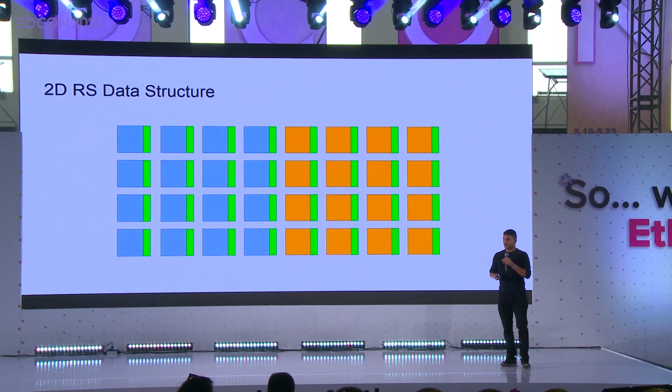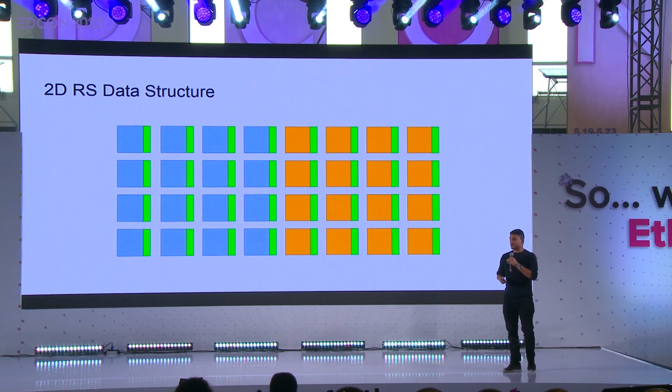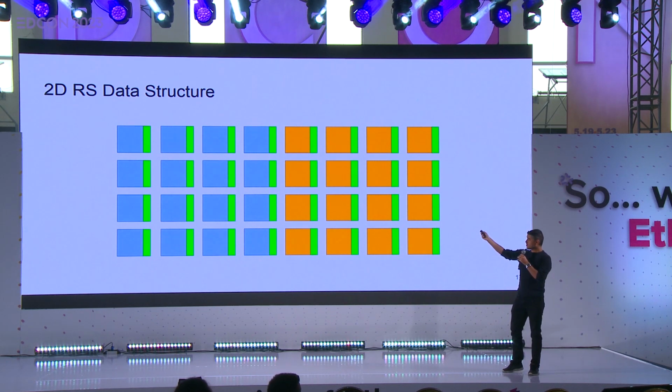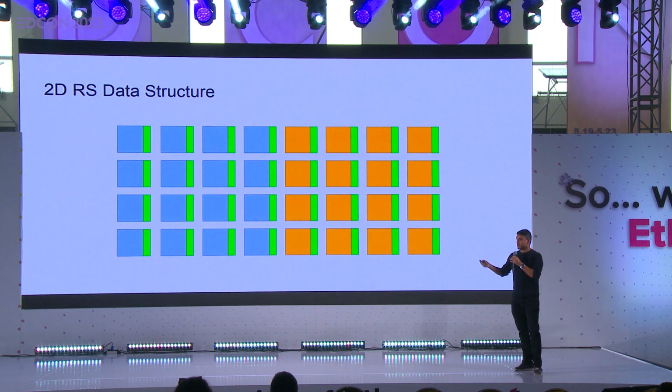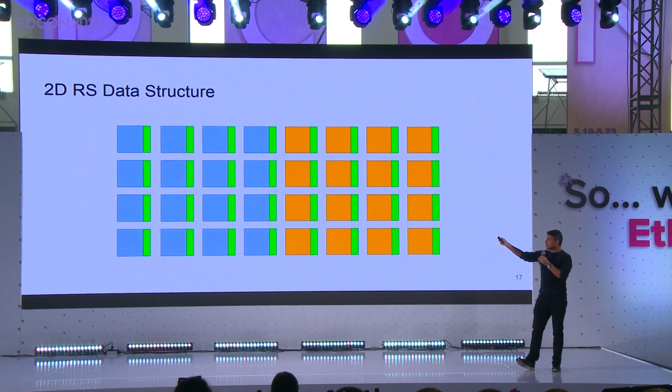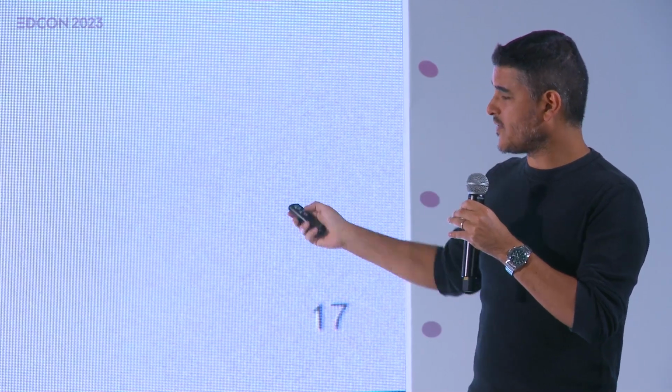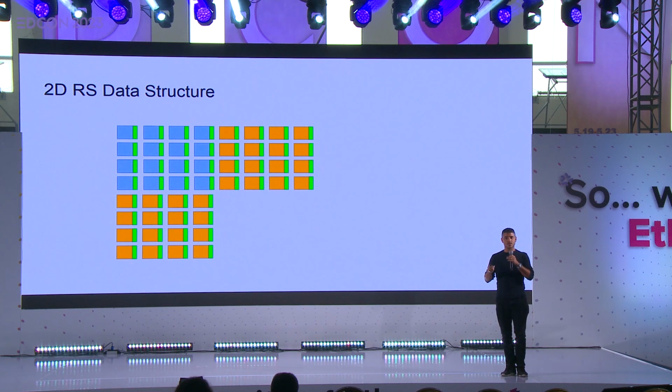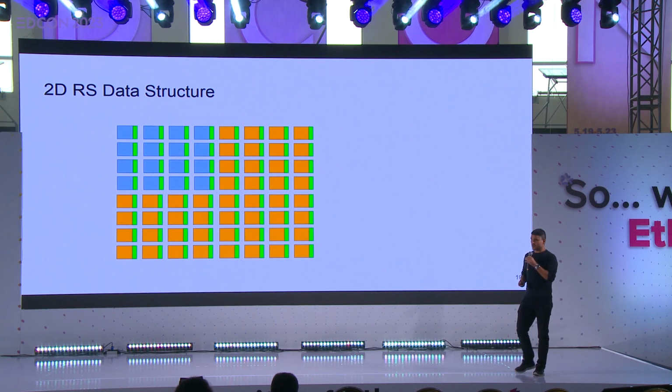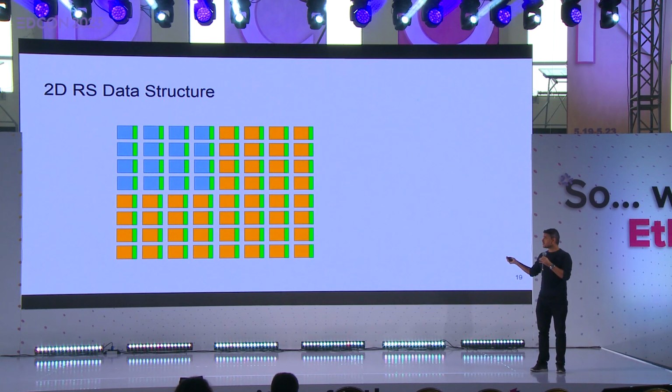Now, you can do that in a 2-dimensional structure. Basically, you take your block data and put it in the blue squares that you see there, and then you erasure code all the rows, and then you get this kind of structure. But you can also do that with all the columns. And then you can also repeat that with all the rows and columns that you have encoded, and you end up with a structure like this.